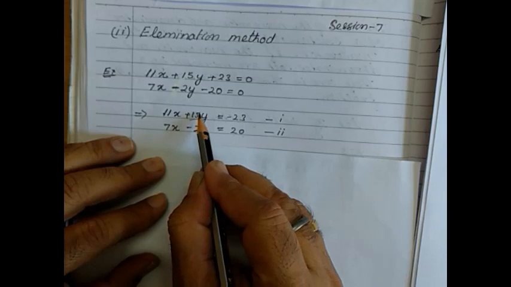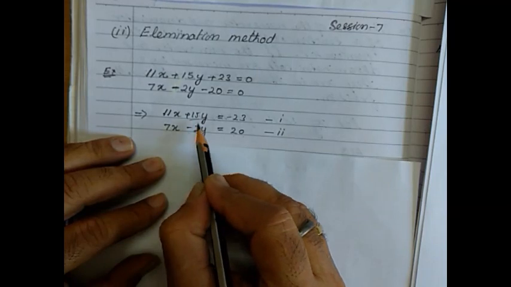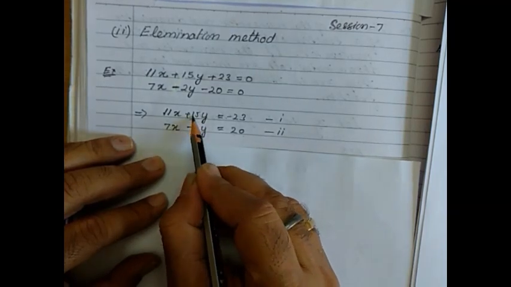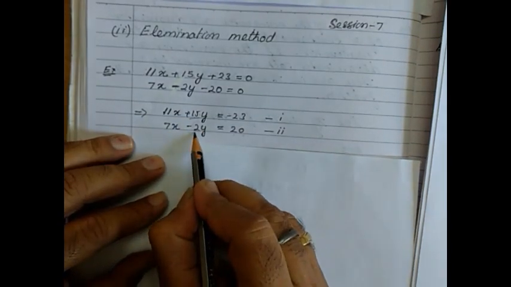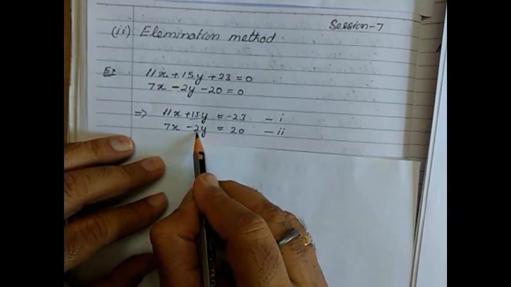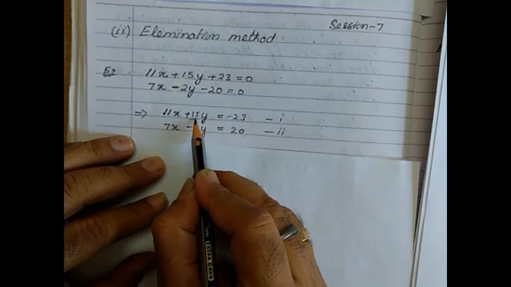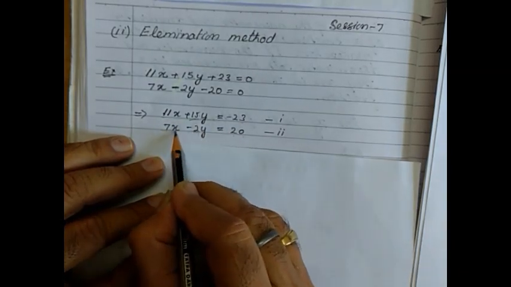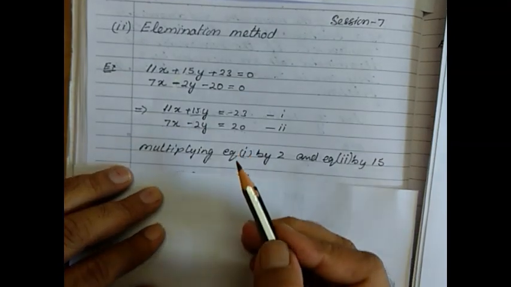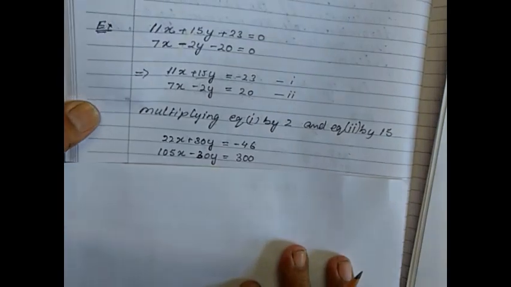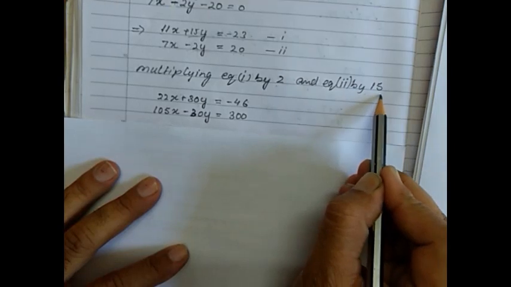We find the LCM of the absolute values, which means irrespective of the signs. For 15 and 2, the LCM will be 30. So if we multiply this whole equation by 2, I will get 30 here, and if we multiply this whole equation by 15, I will have 30 here as well. So the same thing we are going to do here. We are multiplying the first equation by 2 and the second equation by 15.